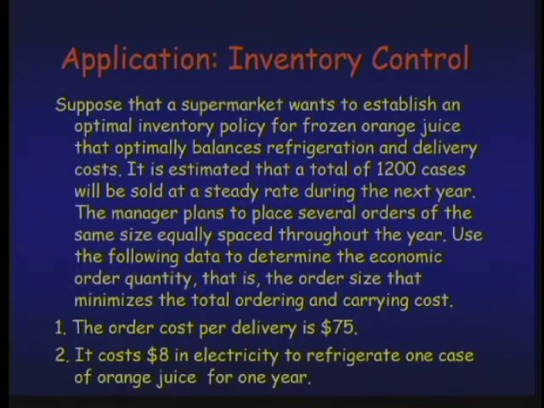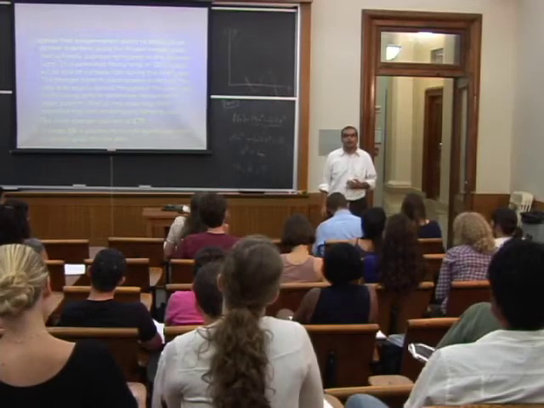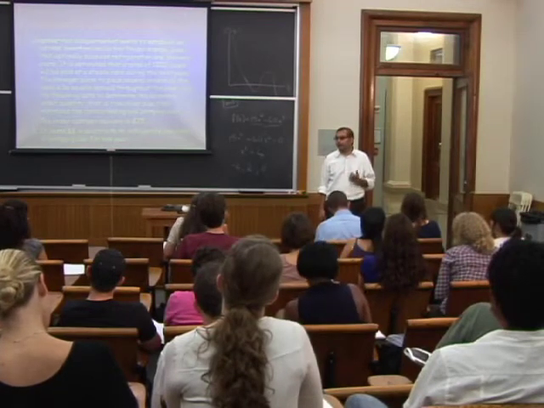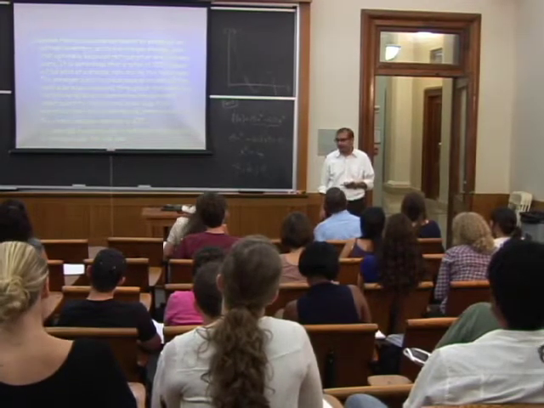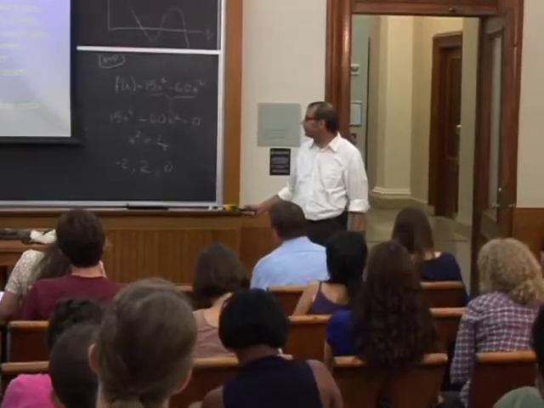Okay. The manager plans to place several orders of the same size, equally spaced throughout the year. Again, a simplification. Use the following data to determine the economic order quantity, that is, the order size that minimizes the total ordering and carrying cost. Okay, so you're trying to minimize ordering and carrying cost. The more you order, the greater your ordering cost, but the less your carrying cost. And the less you order, the more your carrying cost, and the less your ordering cost.